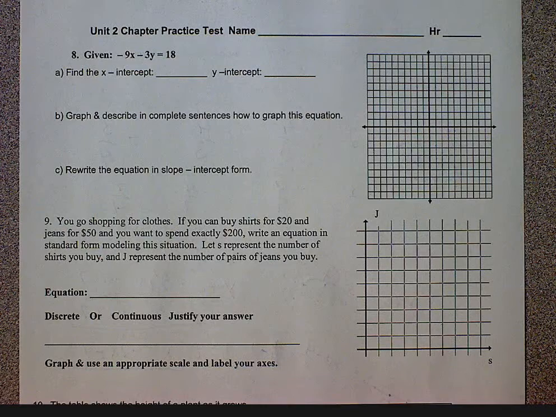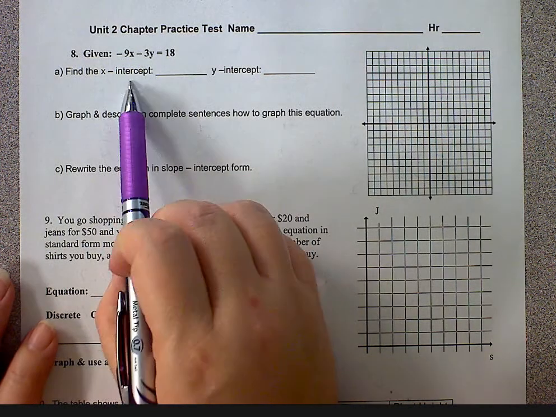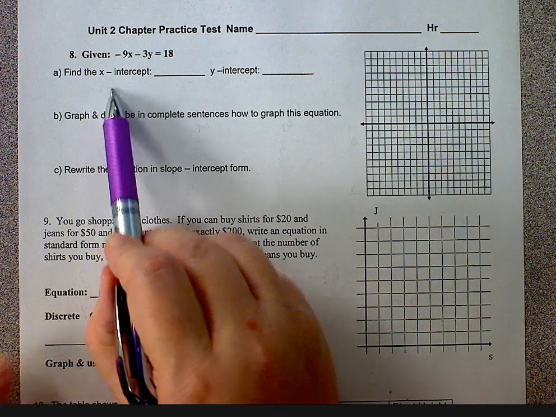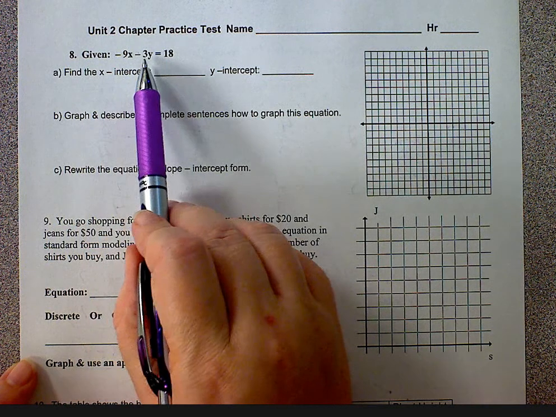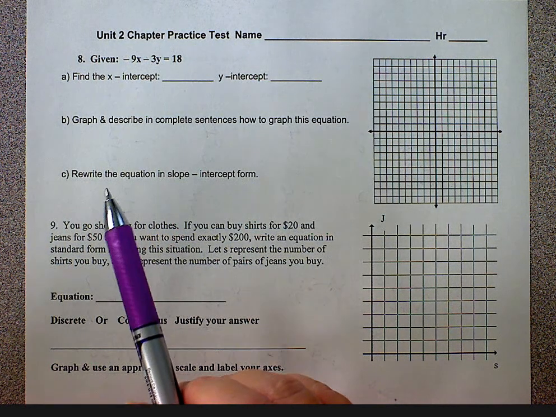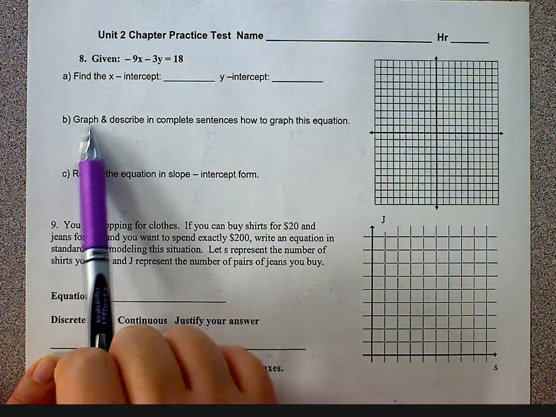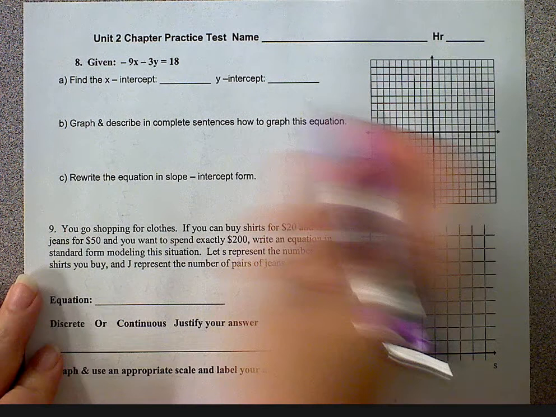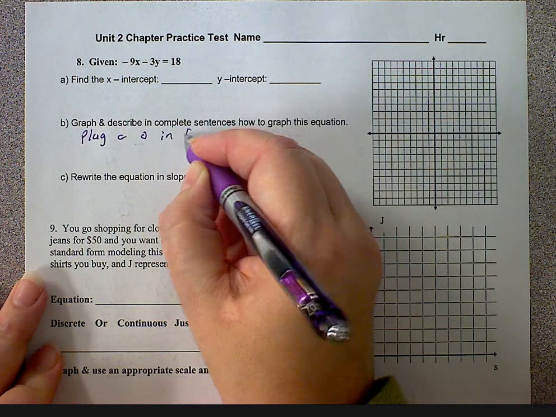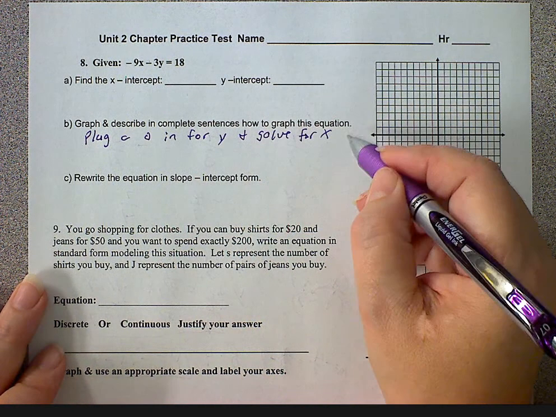Alright, so x and y intercepts. To find your x and y intercept, you are going to plug in a 0 for the opposite. So when you want to find your x-intercept, you will plug in a 0 for your y. Also, I want you to know you guys have to write this down when you're taking your test. You have to describe how to graph, and that's what this is saying. So how do you graph? I'm going to write B first because I write it as I go. So the first thing you want to do is plug a 0 in for y and solve for x.